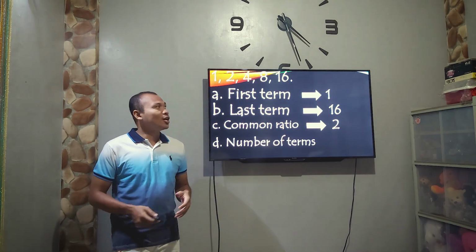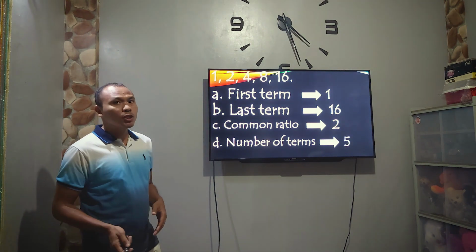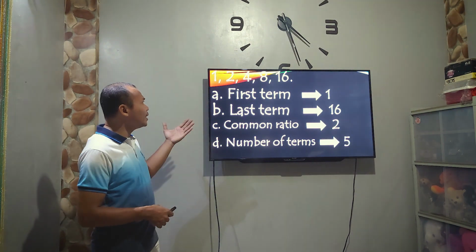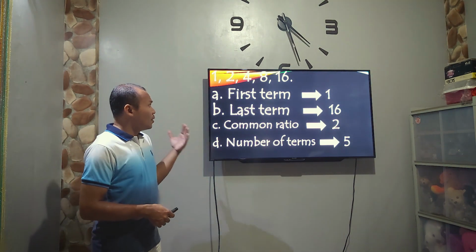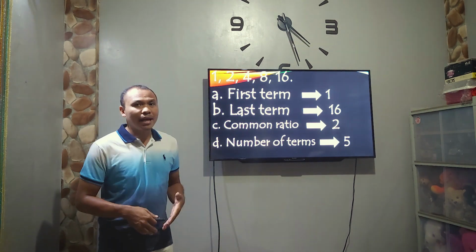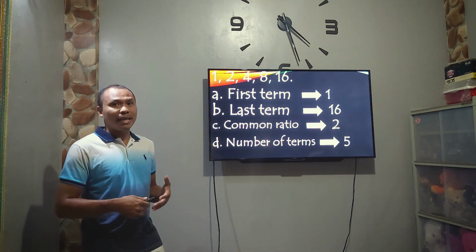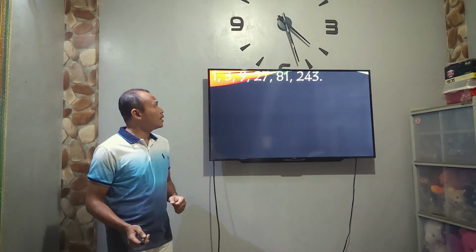And next, the number of terms is 5. Of course, we'll just count. 1 is the first term, 2 is the second term, 4 is the third term, 8 is the fourth term, and 16 is the fifth term or the last term. And if we have to count it all, that is 5, and that is what we call the number of terms. Okay, here's another example.